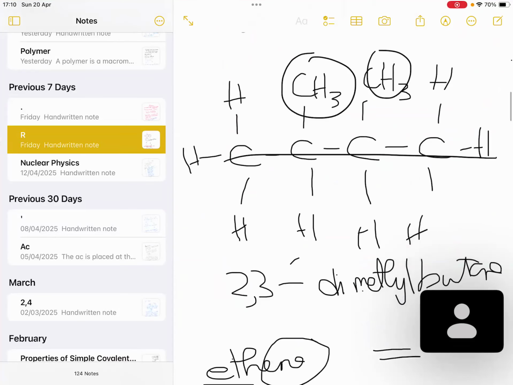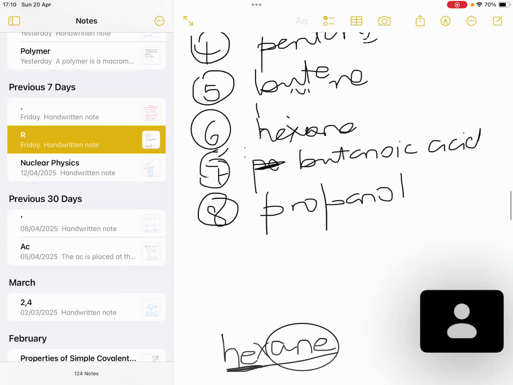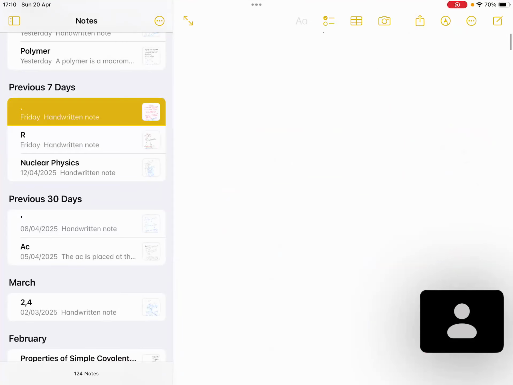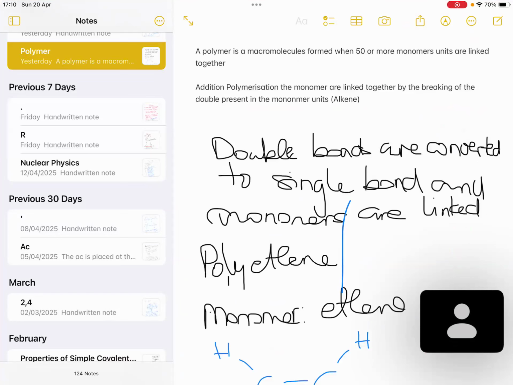We have two types of polymerization. Polymerization is the process by which we form a macromolecule. A polymer is a macromolecule formed when 50 or more monomer units are linked together. We have addition polymerization, where the monomer units are linked together by the breaking of the double bond present in the monomer units, for example, alkenes. In addition polymerization, the double bond opens up and is converted to a single bond and the monomers are linked together.